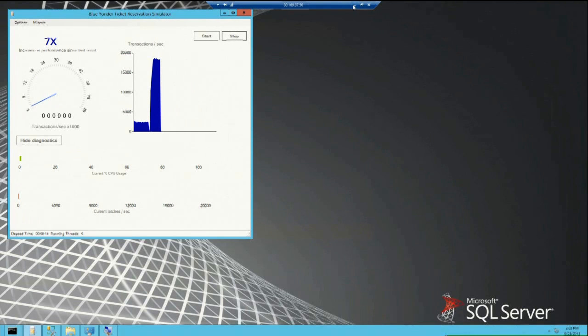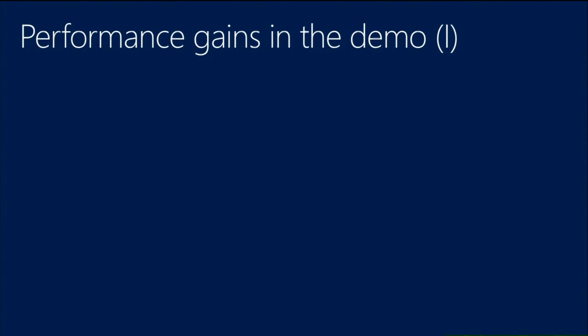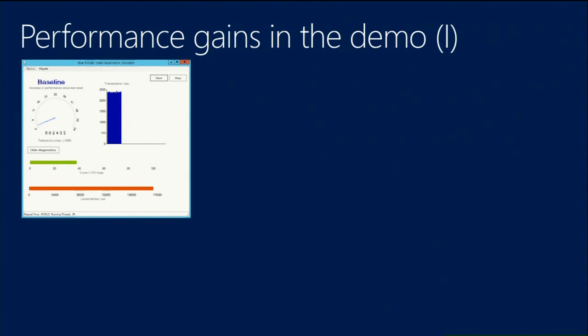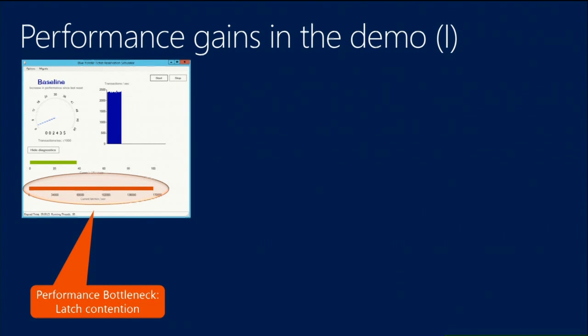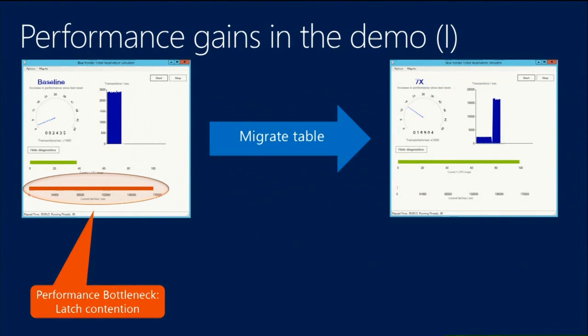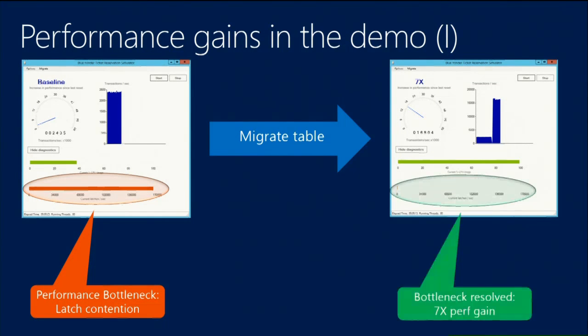Now, stopping my workload, I want to quickly go back to the slides. When we looked at the performance profile of the baseline of the running application, we saw that the main performance bottleneck was latch contention. And because the in-memory OLTP engine is latch-free, when we migrate just the table, we immediately get this performance gain because we get rid of the latching bottleneck.